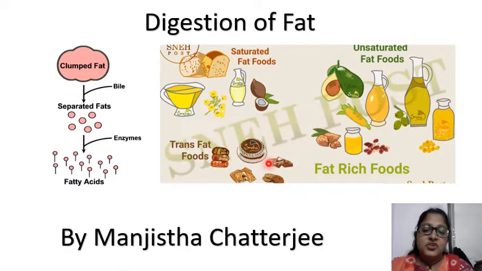Some are known as trans fat, saturated fat, unsaturated fat, and over here we have shown the digestion of fat in a very simple three-step image: clumped fat, separated fats, and then we are getting fatty acids. So fats are basically non-polar compounds which are chemically the esters of fatty acids and glycerol. We all know that. Now how this fat that we eat is digested in our body, we will know through this video.